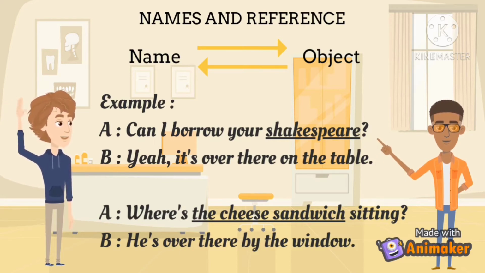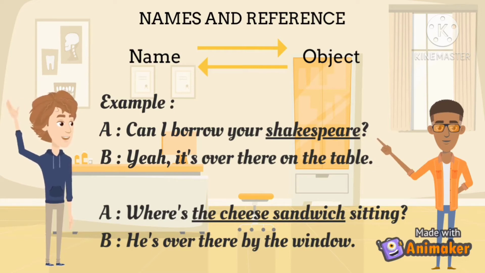Let's discuss. Look at this example. Can I borrow your Shakespeare? Yeah, it's over there on the table. In this question, he's not asking for a Shakespeare, which means the writer, but he's asking for the book which is written by Shakespeare. Did you get what I mean?